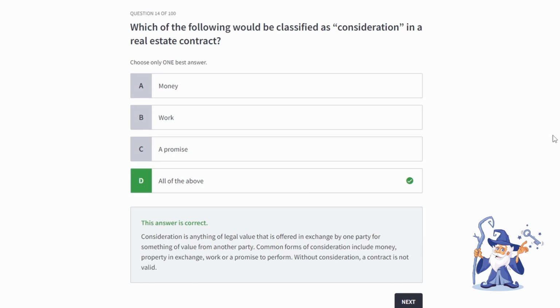They think, oh, consideration, that has to be money. You know, that's it. Consideration's money. But no, it can be other things. It could be, again, the property in exchange, or maybe a promise, a promise to perform, a promise to work, things like that. Those all can be examples of consideration. So keep that in mind.